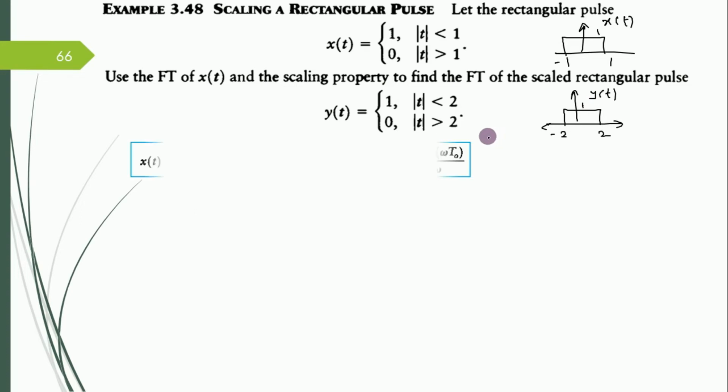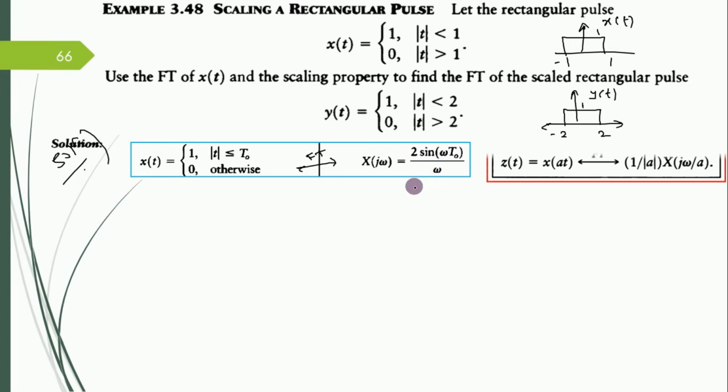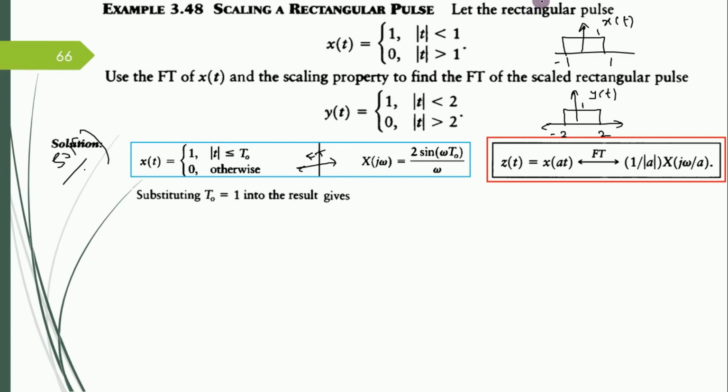Here it is 1. So you know that the standard FT pair is 2 sine omega t naught by omega. And the scaling property: x of at is equal to 1 by mod a capital X of j omega by a. Substituting t naught equal to 1 for the first case, I get 2 sine of omega divided by omega. That's X of j omega. It's done. Now we come to the Y of j omega.